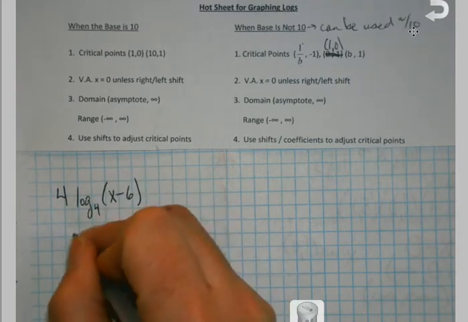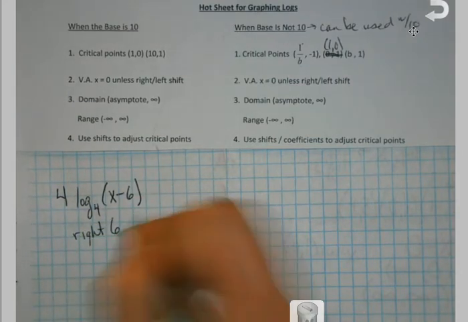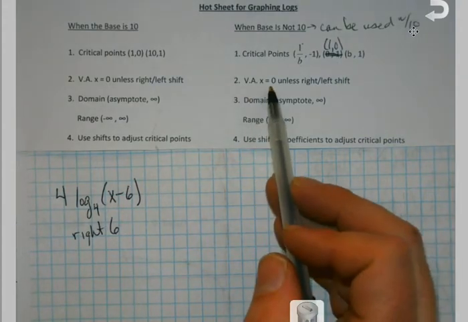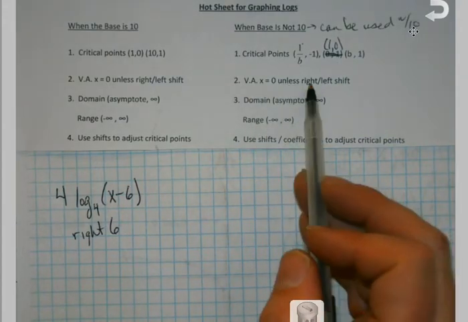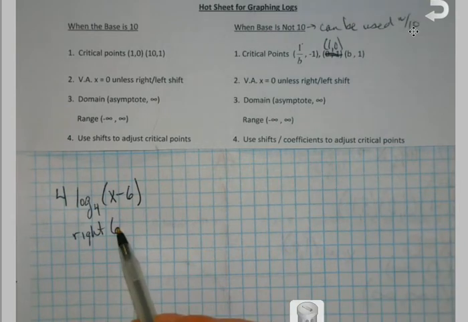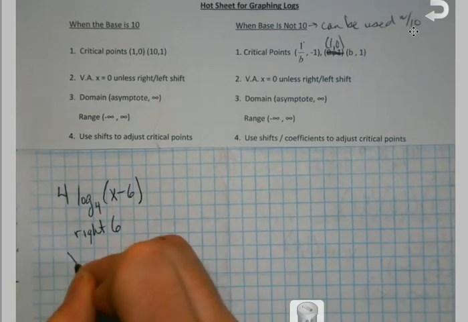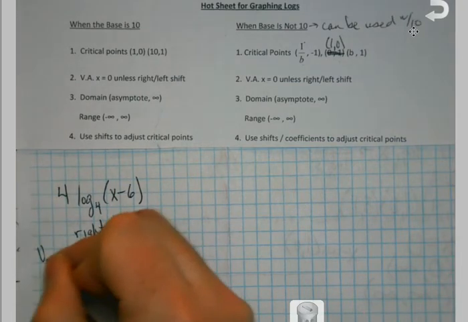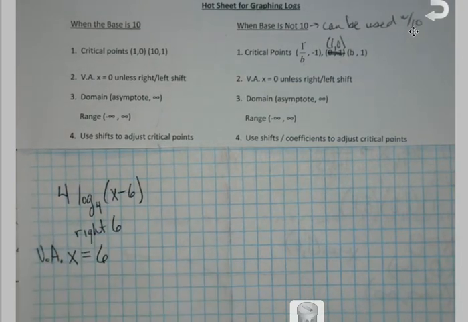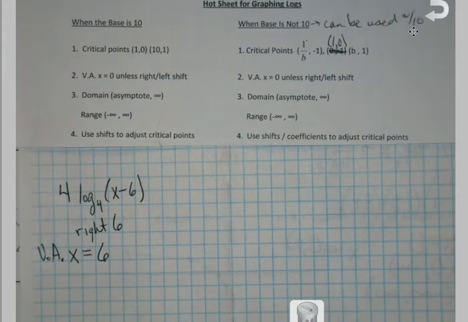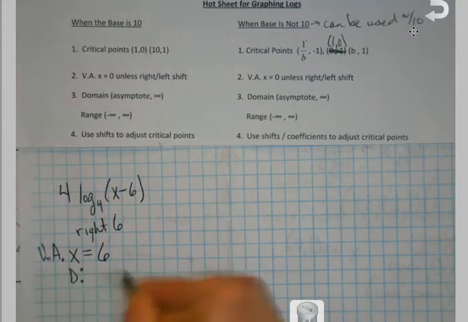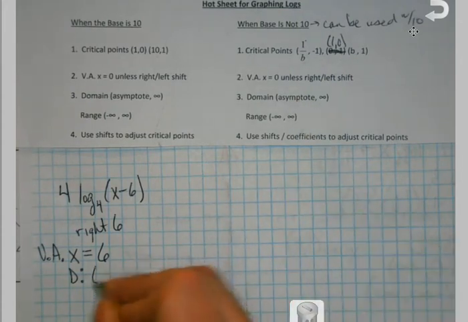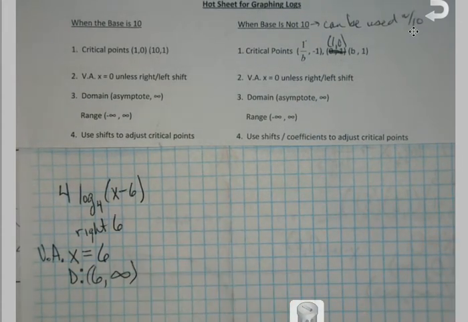Okay, so in this case, it's going to be right 6. What that does, because remember, my vertical asymptote is going to be at 0 unless I have a right or a left shift. Here, since I have a shift to the right, my asymptote is also going to move to the right. So my vertical asymptote would end up being at 6, which also tells me my domain is always going to be my asymptote value to infinity. So I know that part.